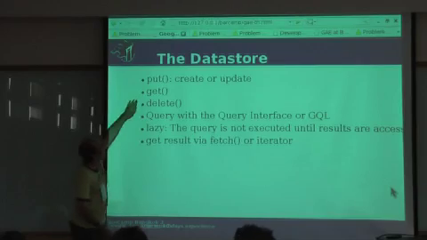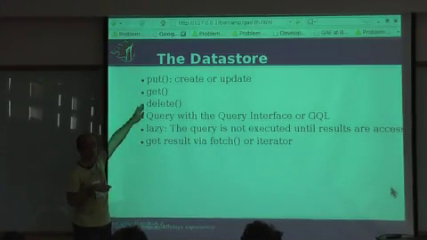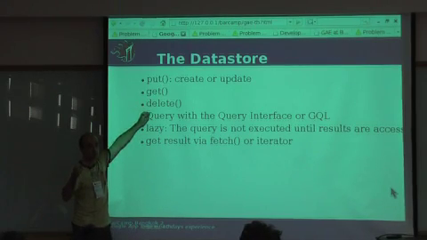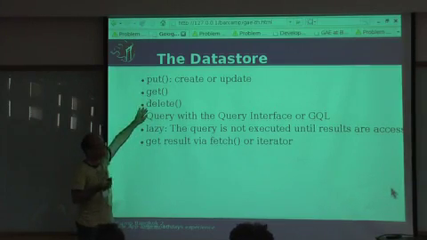So what I was saying is, put will create or update a record. Get will get it back. You can get on the key, or you can search on certain properties. Delete is to delete, obviously.